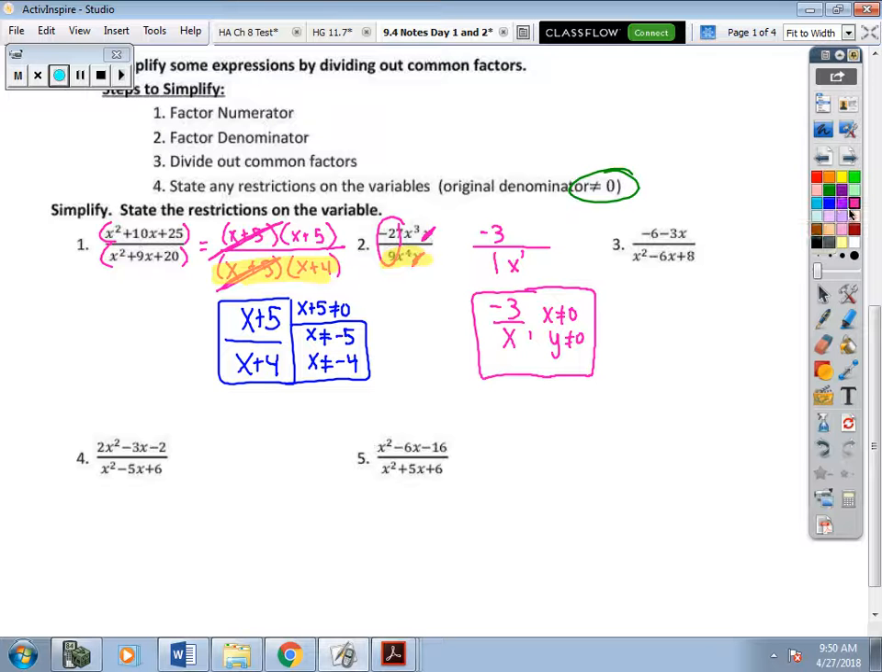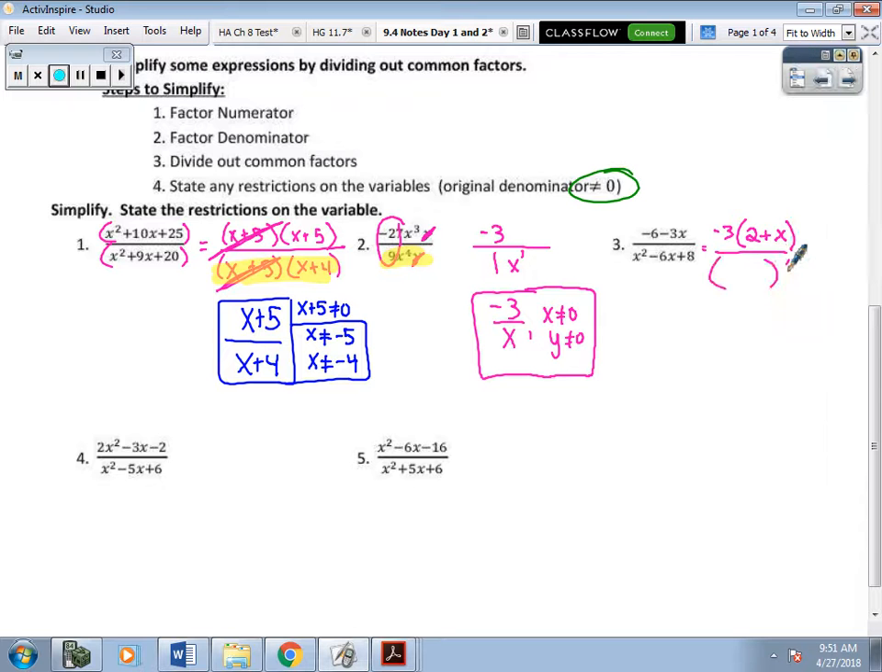All right, now the next one, we can factor the numerator. We could take out a 3 or a negative 3. I'd probably take out a negative 3 since there's a negative in the front. That will get me 2 plus x, or x plus 2. In the denominator, numbers that multiply to 8 and add to negative 6 will be negative 4 and negative 2.